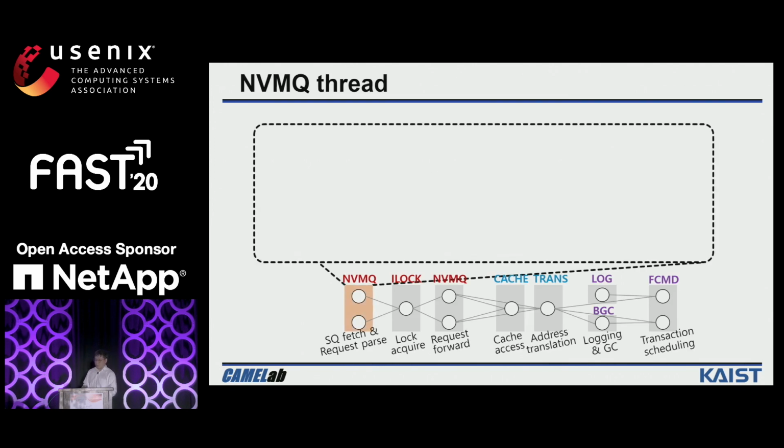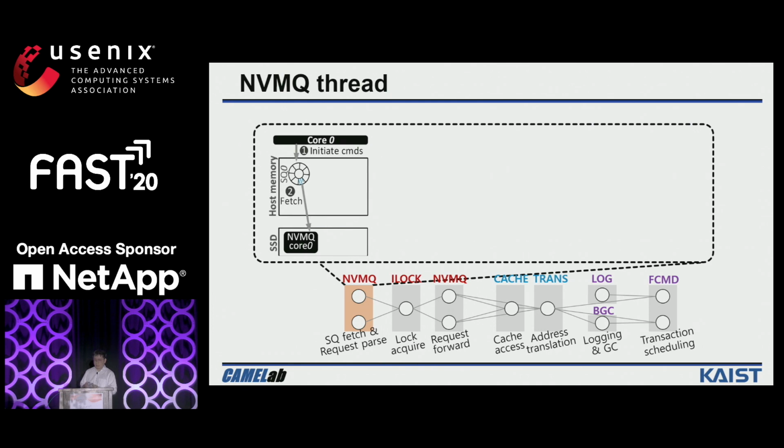First, I will talk about our NVMQ threads. When the CPU core submits a command to the NVMe submission queue, NVMQ will fetch the commands and parse the commands based on the information that comes from the commands. It can initialize the DMAs to access the non-contiguous memories on the host side.